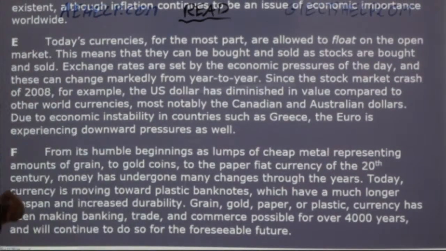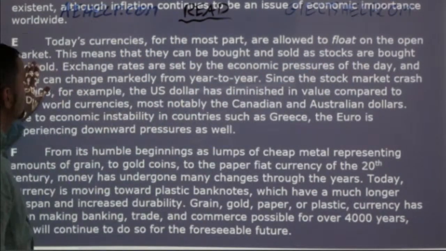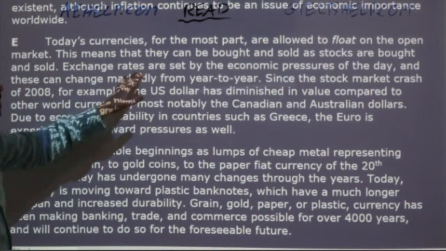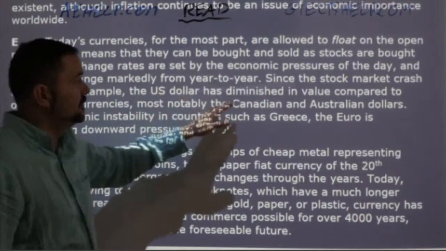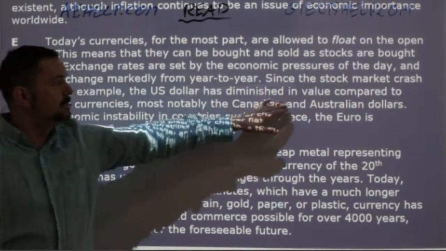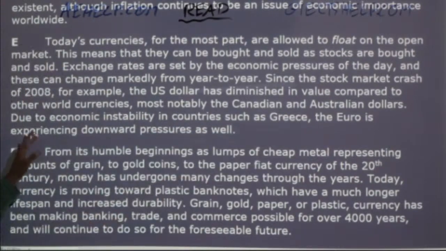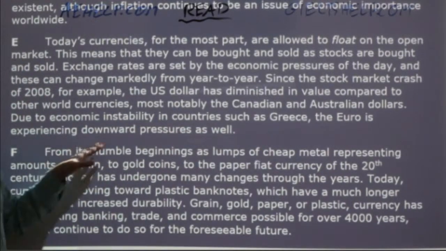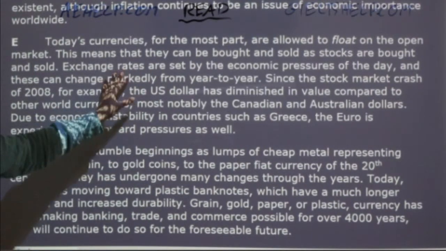Let's keep going. Today's currencies, for the most part, are allowed to float on the open market. This means that they can be bought and sold as stocks are bought and sold. Exchange rates are set by the economic pressures of the day, and these can change markedly from year to year. Since the stock market crash of 2008, for example, the US dollar has diminished in value compared to other world currencies, most notably the Canadian, Australian dollars. Due to economic instability in countries such as Greece, the euro is experiencing downward pressure as well. Okay, so modern day money, the stock market, buying and selling of money.